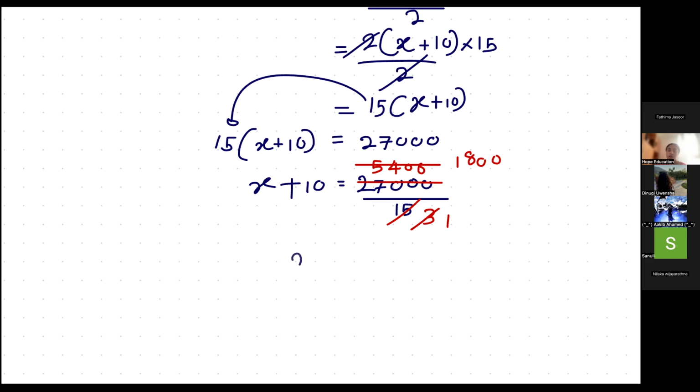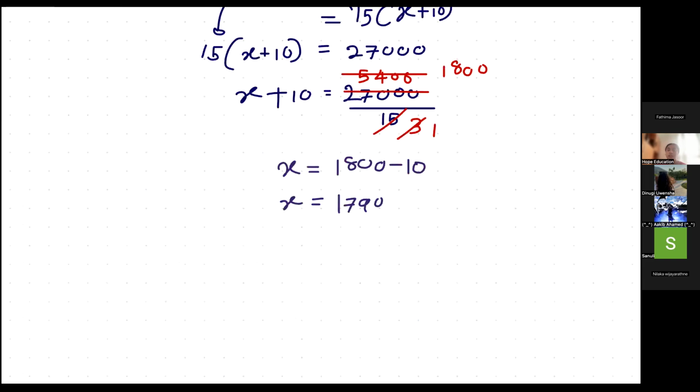x is 1800. The 10 goes to the other side and becomes minus. That would be 1790. Look, time. This x is the time. So that should be 1790 seconds.